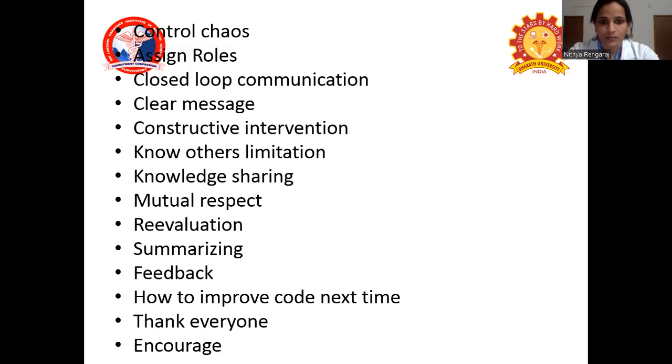Reevaluation, so monitoring what you have done already. Once the event is over, you always have to summarize what has happened and also give feedback to each and every one of them about how they worked, collect the feedback from them about what they feel, and the team members will sit and discuss how to improve their work in the next similar situation. Finally, you need to thank everybody in the team as a leader and also encourage them to do better in the upcoming situations.